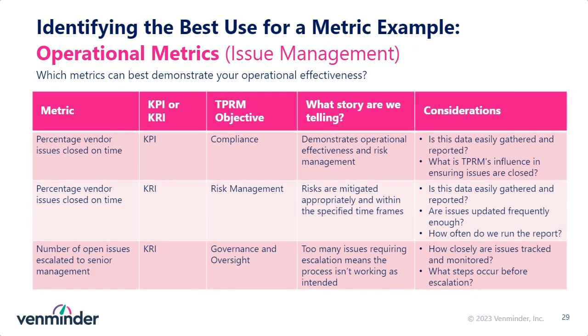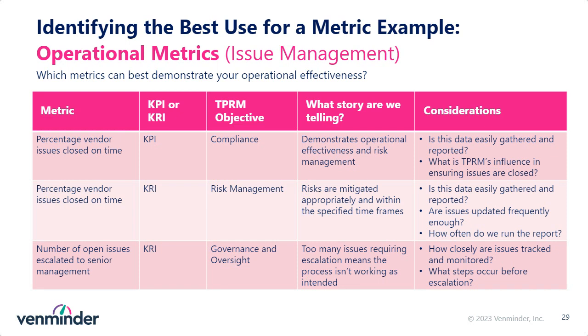Let's look at some operational metrics, and this one, issue management, right? This is a biggie. So I have listed the first one as percentage of issues closed on time. This is a KPI. It's going to help us demonstrate operational effectiveness and risk management. But again, we need to make sure we can get that data easily. And we also need to make sure we understand what third-party risk management's role and ability to influence getting those issues closed. So how much can we influence that?